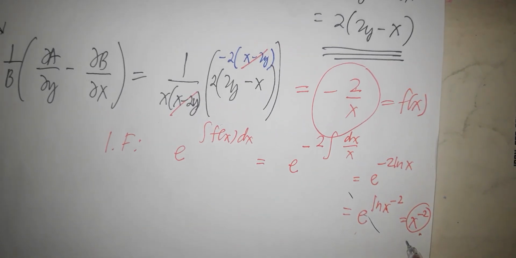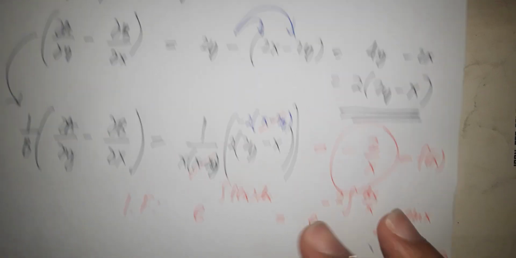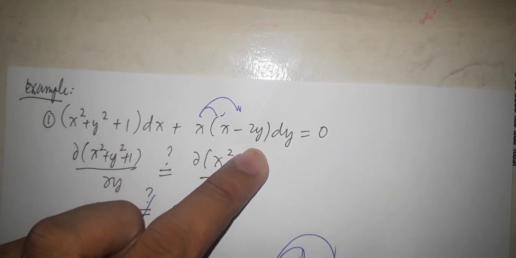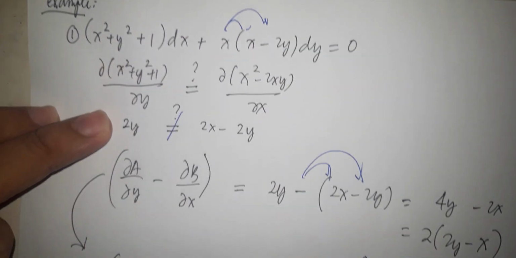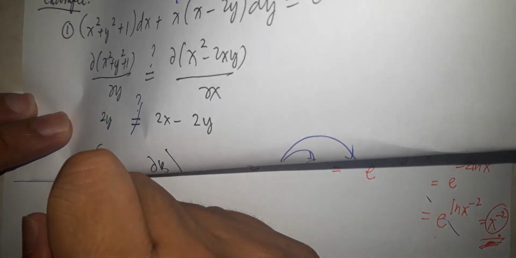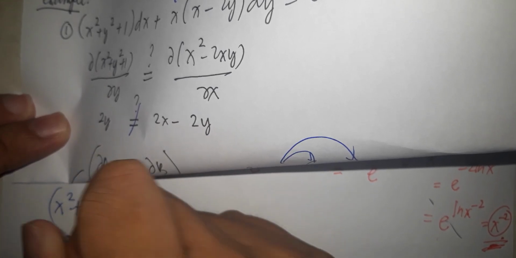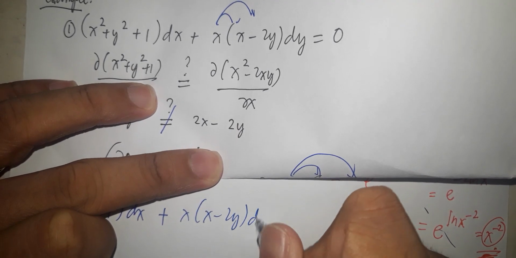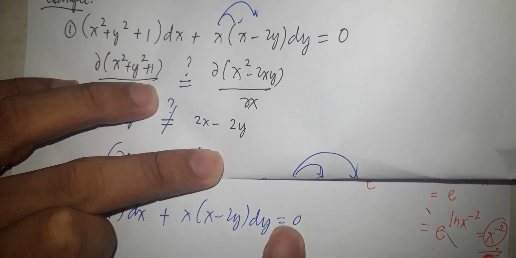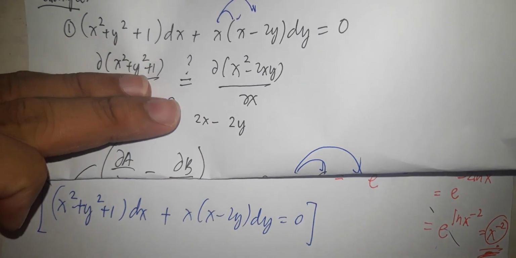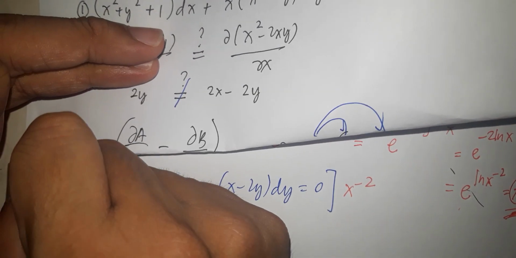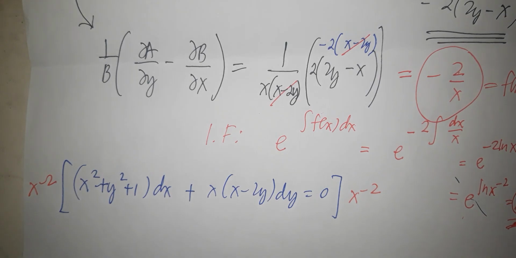So, ibig sabihin, ito yung aking magiging integrating factor for this DE becomes an exact differential equation. So, let me just copy first the given. Ang given natin is x squared plus y squared plus 1 dx plus x times x minus 2y dy is equal to 0. So, that's our given na kapag binultiply daw natin with our integrating factor x raised to negative 2, this now becomes an exact differential equation.